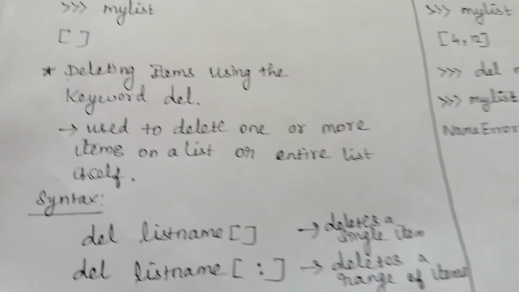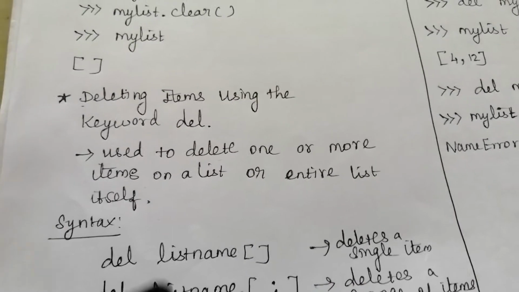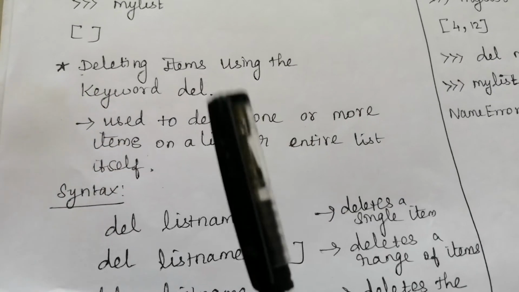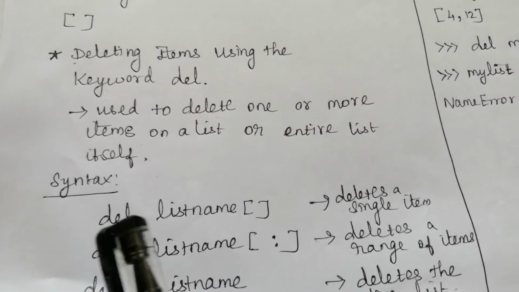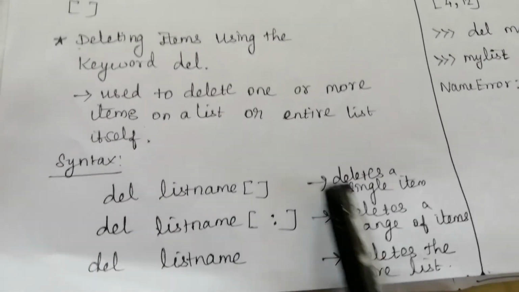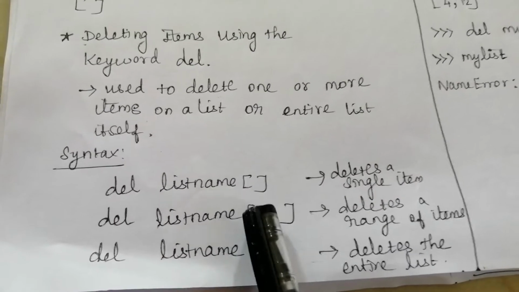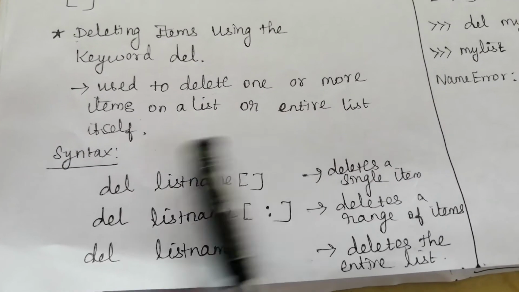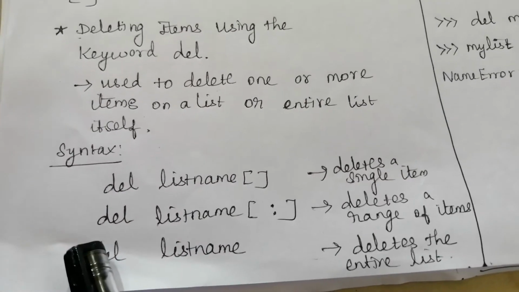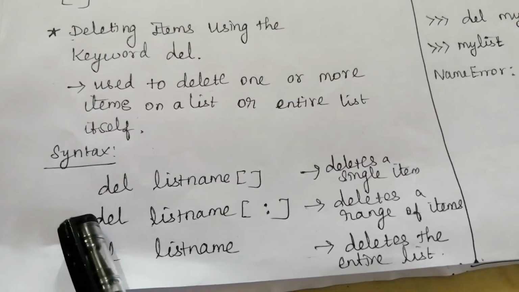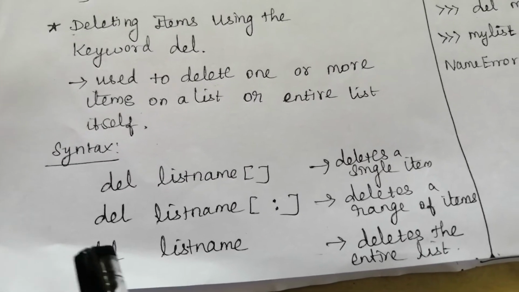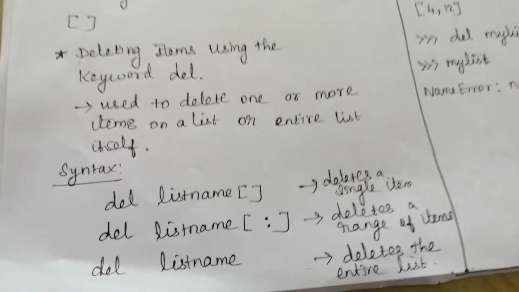Okay, so next we are going to delete items using the keyword del. The del keyword represents delete, which is used to delete one or more items on a list or the entire list itself. So these are the syntax. If you want to delete a single item, you can use this syntax. If you want to remove a range of items, you can use this syntax. If you want to delete the entire list, you can use this syntax, del list name. That's all.